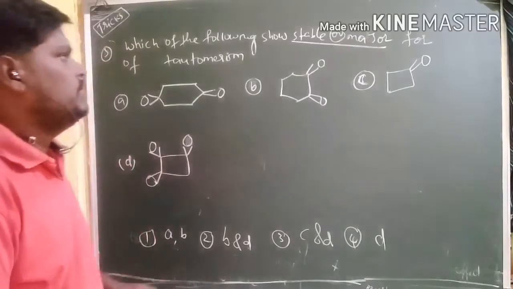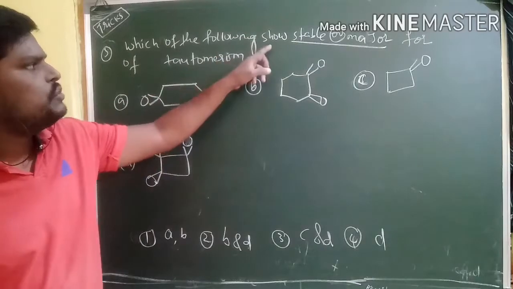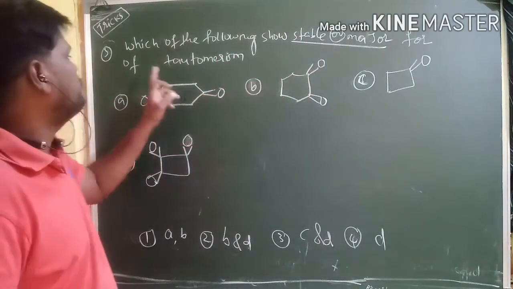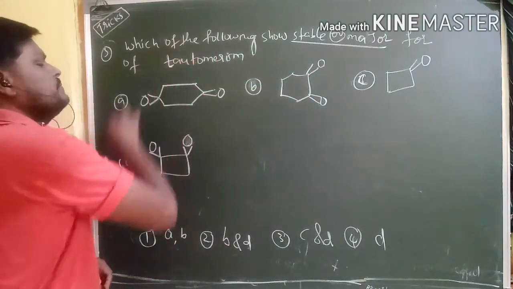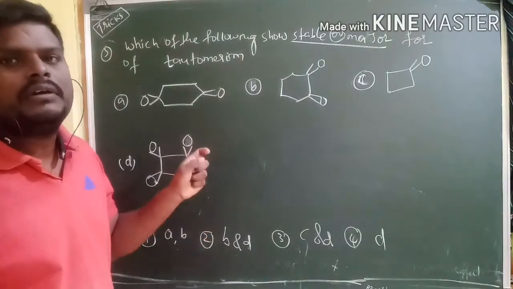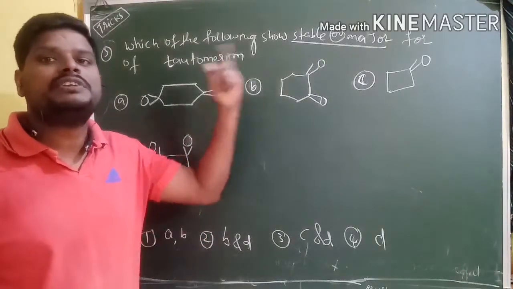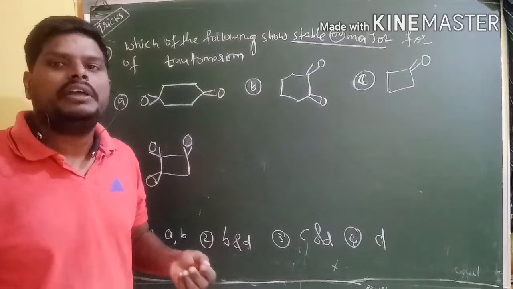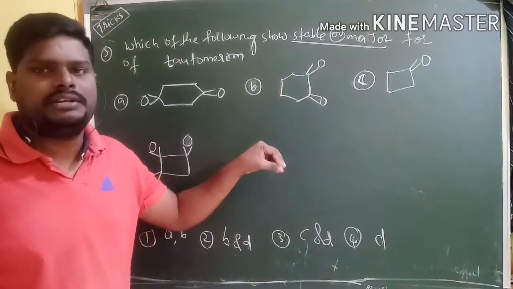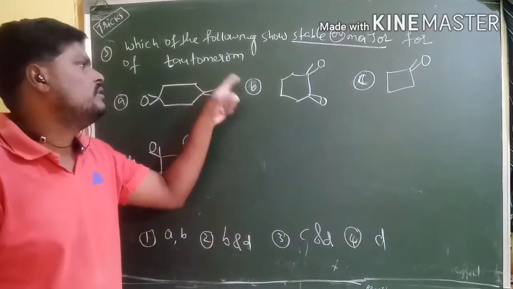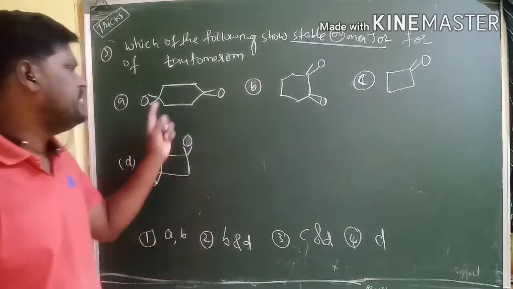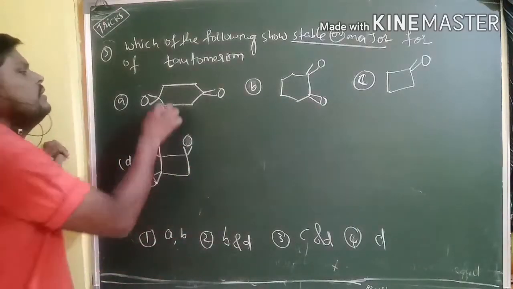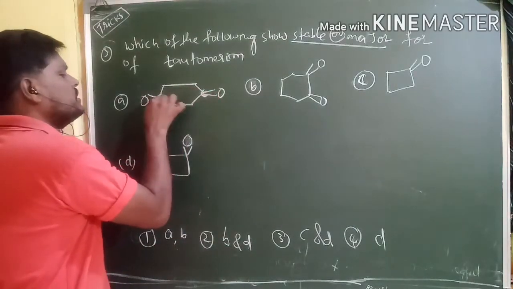Next, which of the following shows the stable or major form of tautomerism? So we are going to find which of the following is more stable, the enol form or the enol content of this one. Right? So let me take the first question, first option. Here we have two ketones.